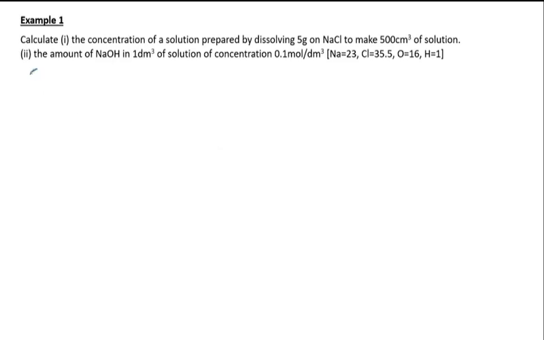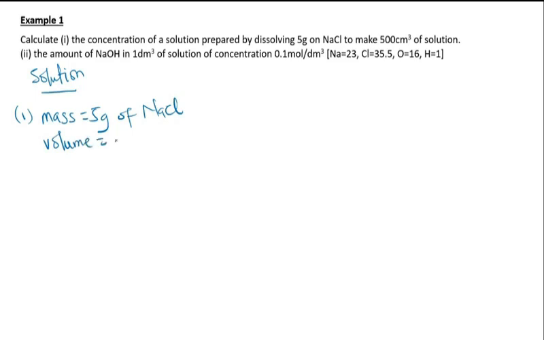So let's write our solution. I, the concentration of solution prepared by dissolving 5 grams. So our mass is 5 grams of sodium chloride. Okay, so we have our volume to be 500 cm³, which when we convert into dm³ will be 0.5 dm³, because 1000 cm³ makes 1 dm³.